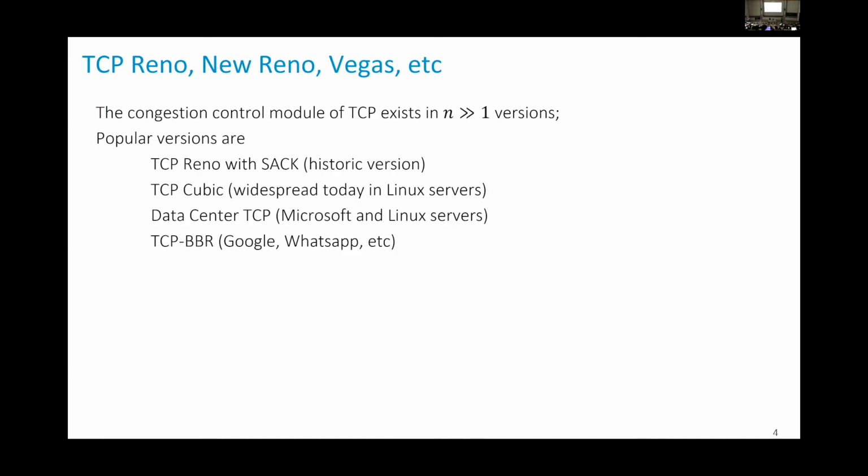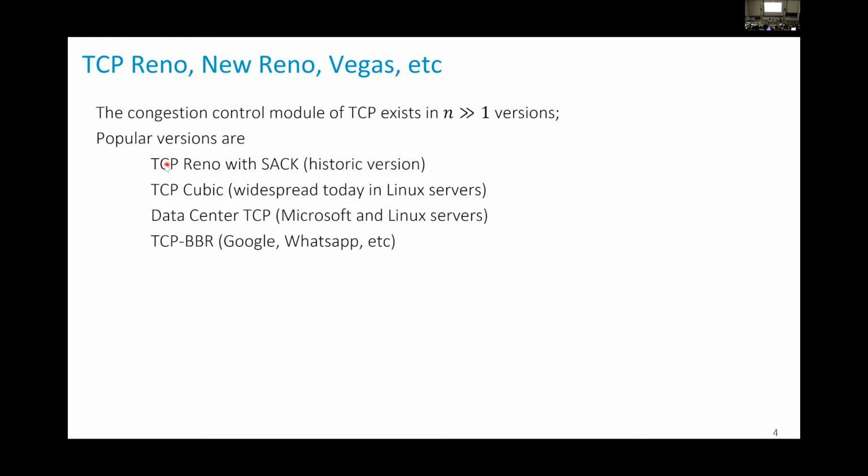So let us see what TCP does. We mentioned already when we discussed the pure transport layer function of TCP that there are zillions of options in TCP. In congestion control it is the same. There are lots of versions of TCP. Many of them are experimental, have been designed by researchers, some by Google, some by Microsoft, for example.